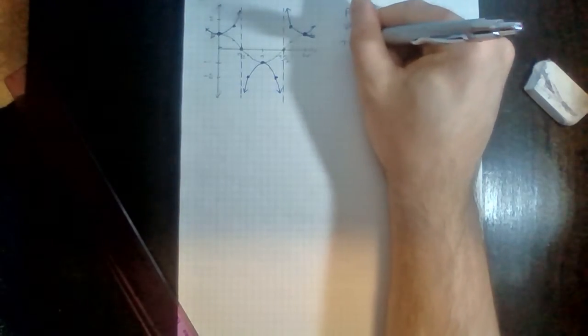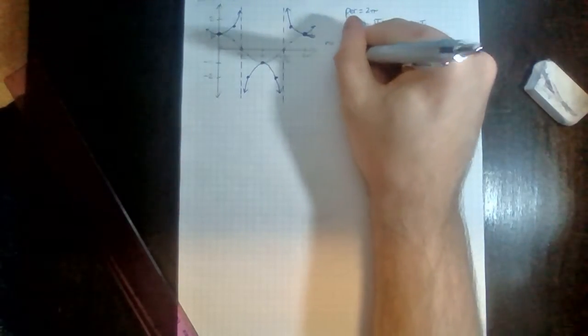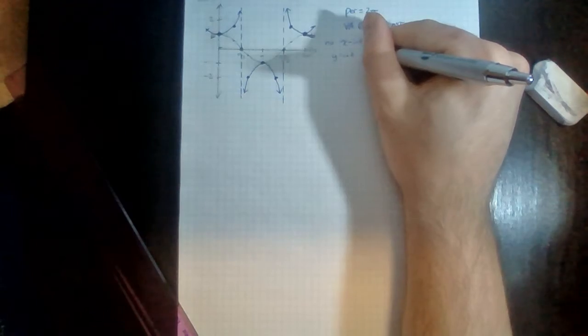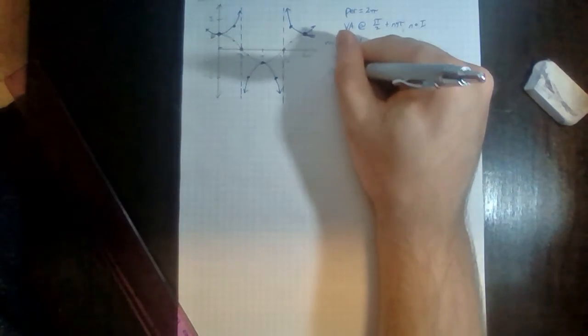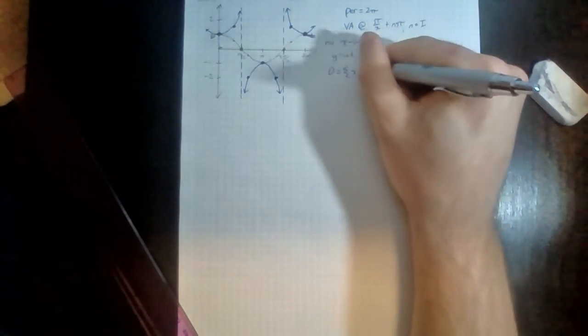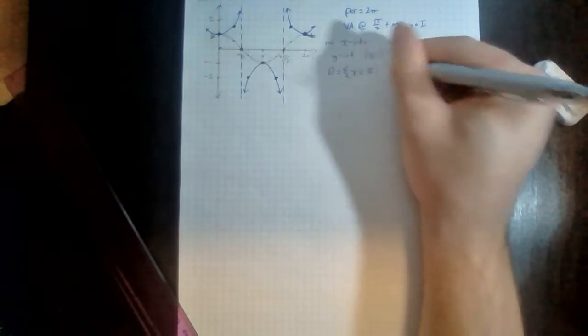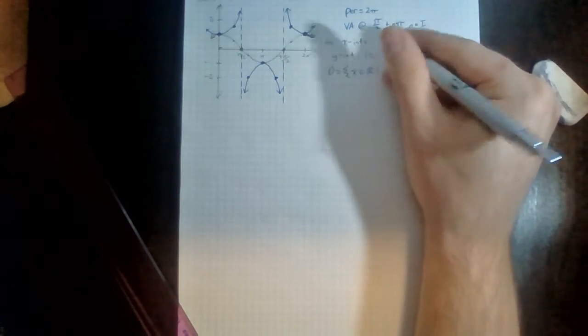Again, we have no x-intercepts. But this time we do have a y-intercept at 0, 1. Domain, again, any x is okay as long as it's not one of our vertical asymptotes.